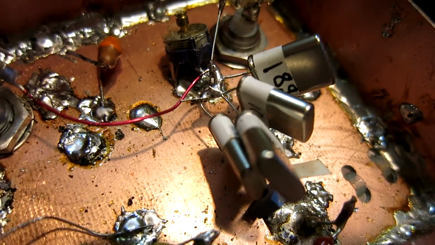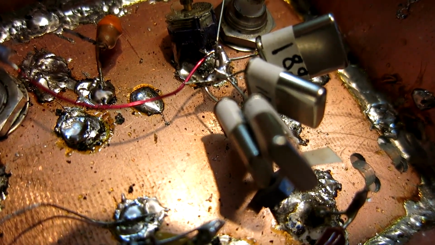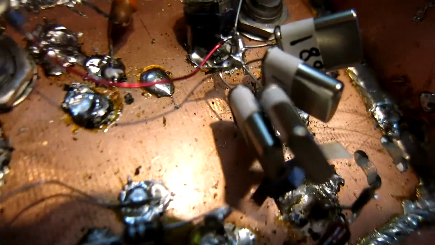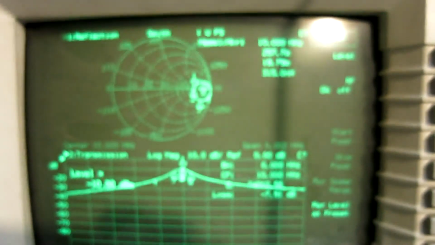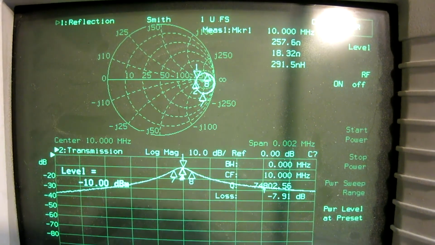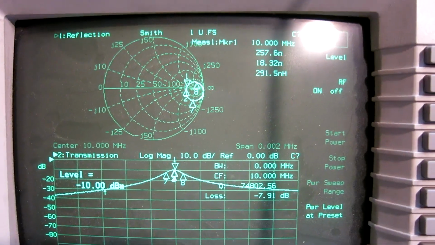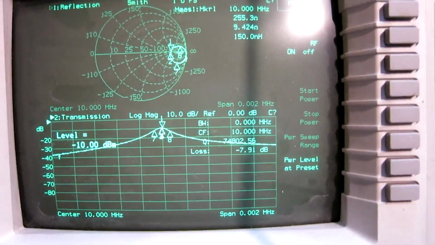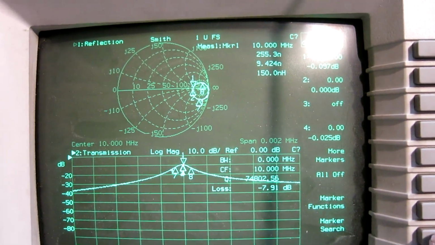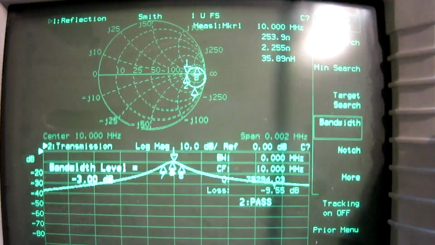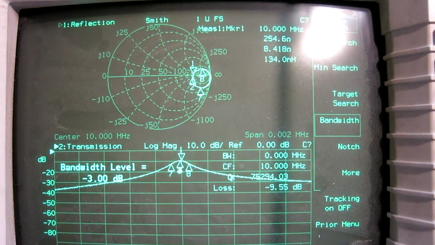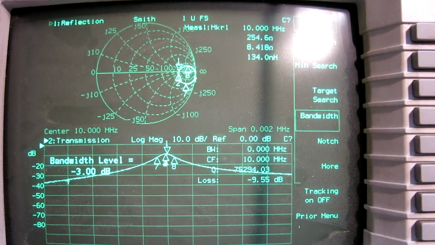I now added 3 crystals more, so there are 4 crystals in parallel. And I have retuned the trimmers to still have the same response, as you can see here. 250 ohms, and I've done that from both directions. And then marker search and bandwidth. The Q is 75,000 and the loss is 9 dB.